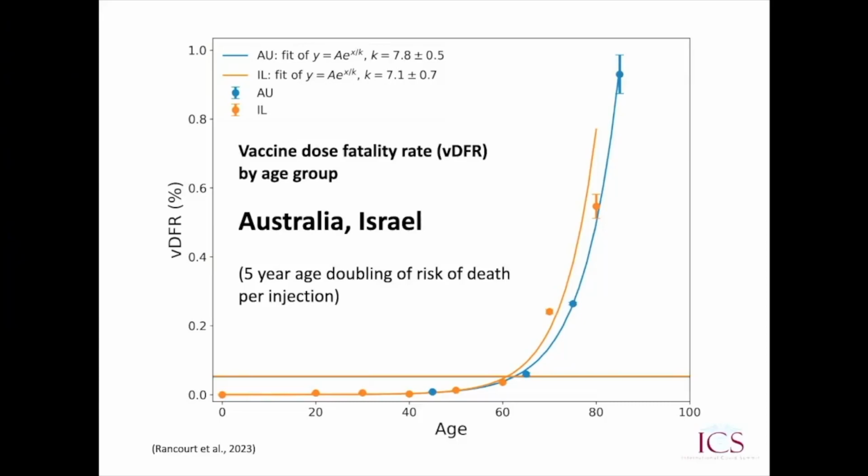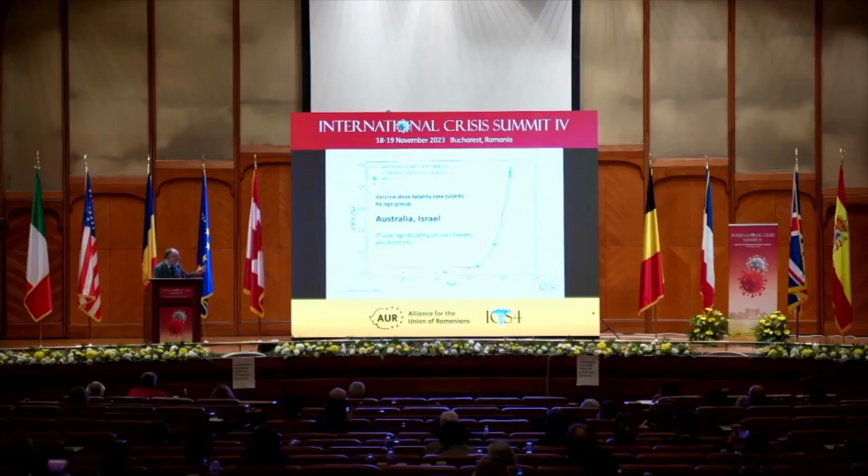So what we found is that there is an exponential increase in the toxicity of the vaccine per dose, and the doubling time by age is 4 or 5 years of age. So your risk of dying per injection doubles every 4 or 5 years in age. And so in Israel, for example, if you're 80 plus years old, you're getting into almost a 1% death chance when you get infected. And it's higher in other countries.